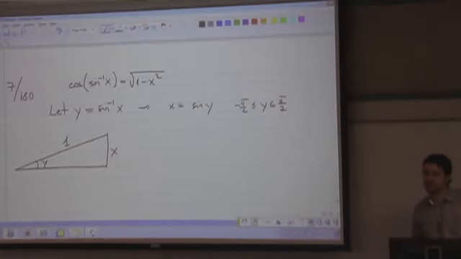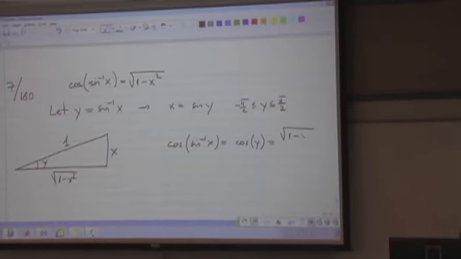Do you see this? So what is the other side? Well, it's going to be the square root of 1 minus x squared, right? I'm looking for cosine of sine inverse of x, which means I'm looking for cosine of y, which means it's going to be the square root of 1 minus x squared divided by 1. So I showed what I wanted to show. Is this making sense?